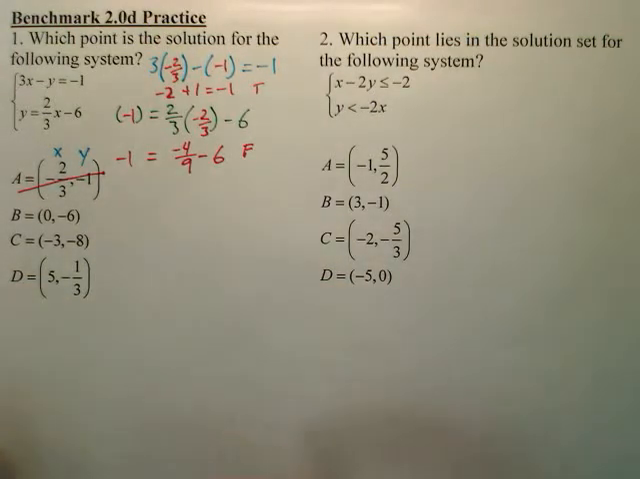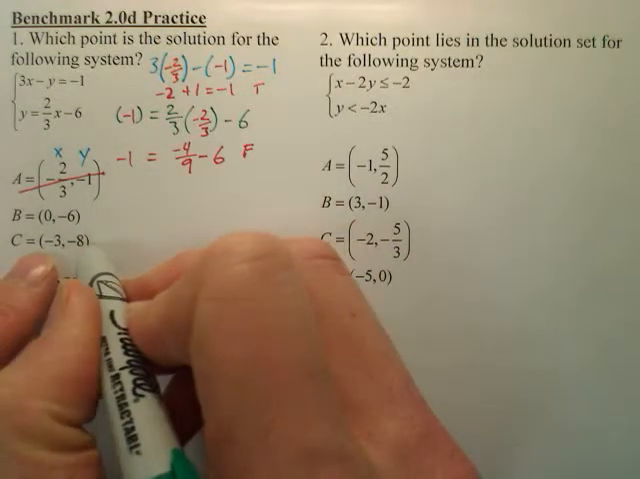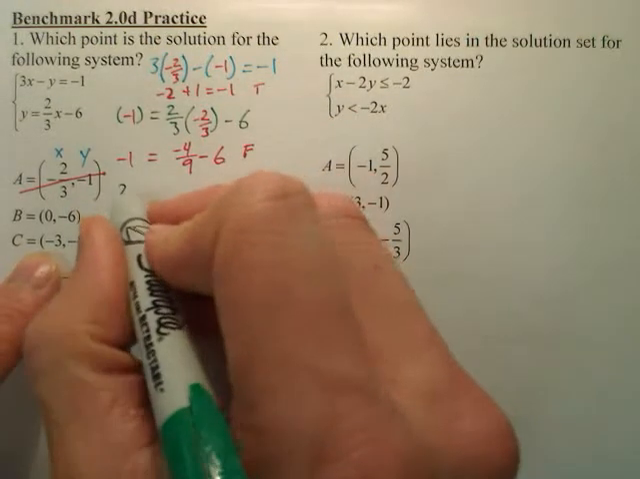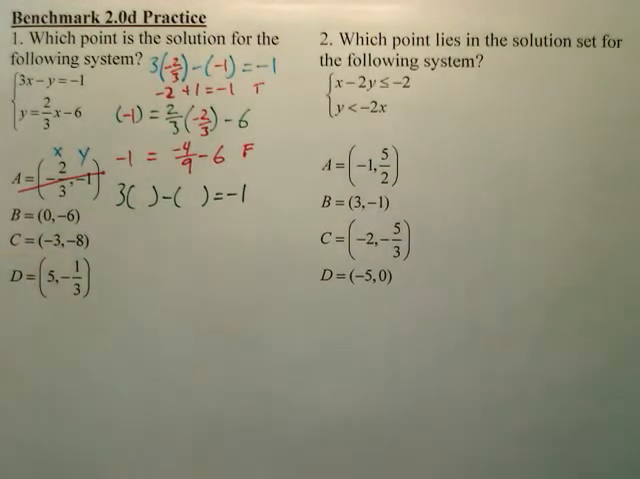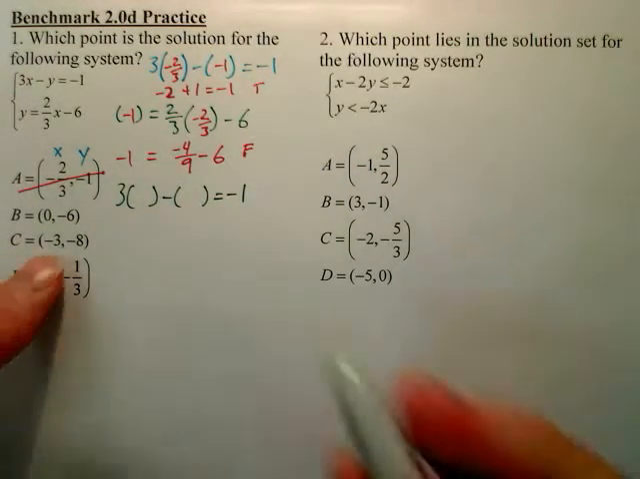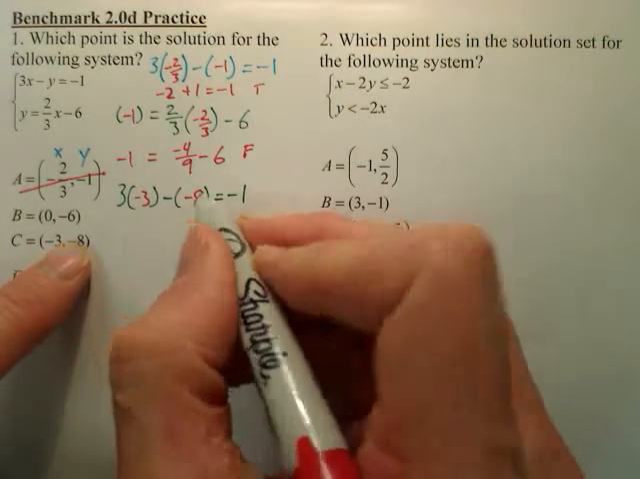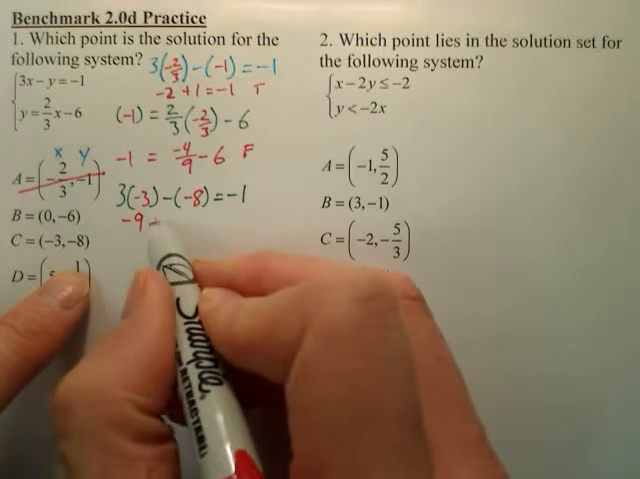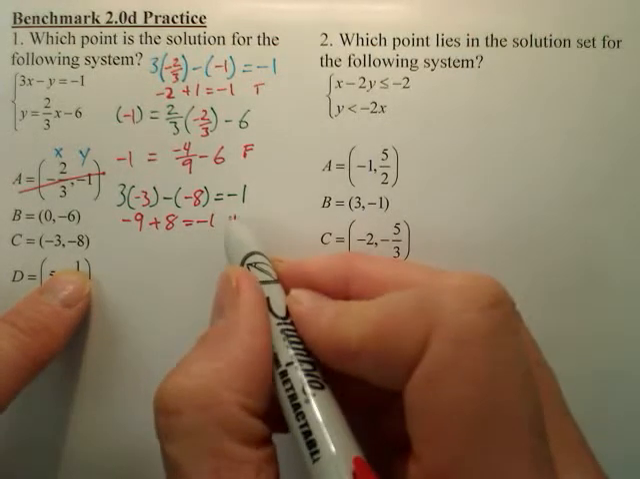Now, I know the answer is C, and let me show you that C works. So if you go to C, you go 3 times x minus y equals negative 1. When I plug in my x value of negative 3 and my y value of negative 8, that's negative 9 plus 8 equals negative 1. That is true.